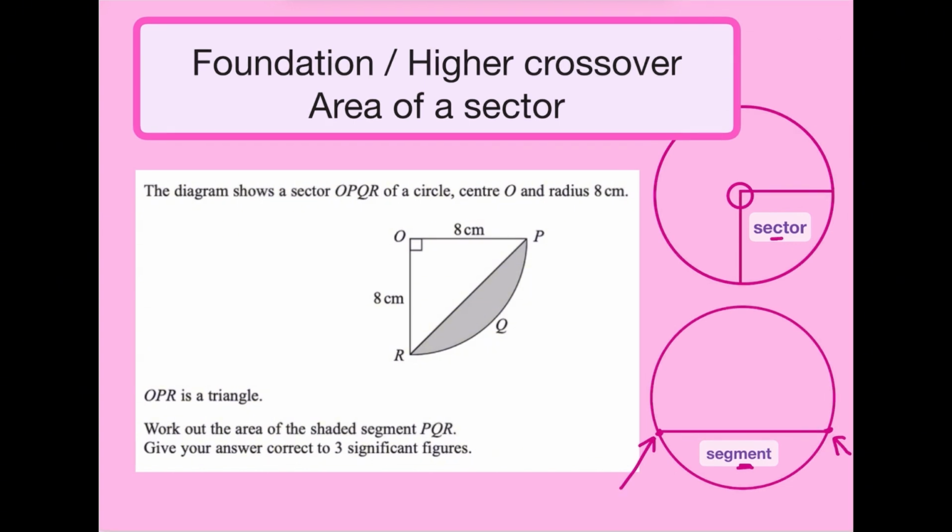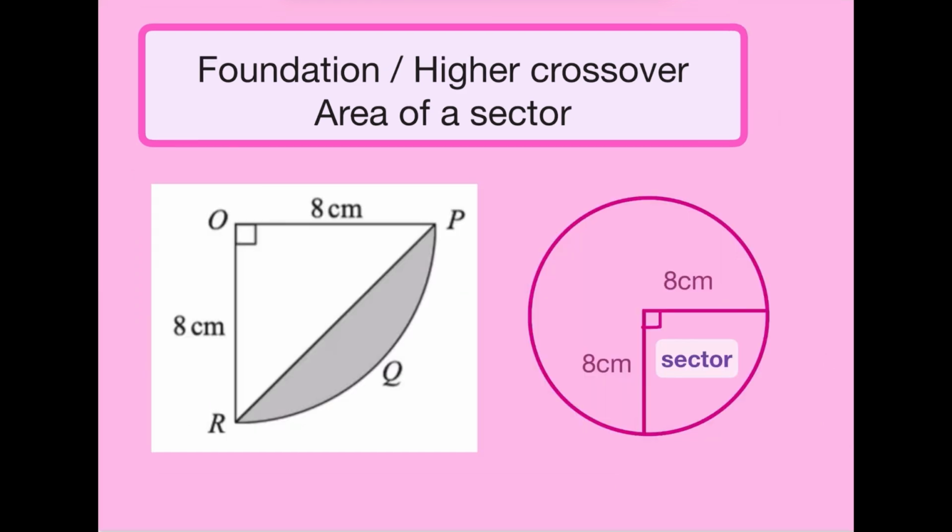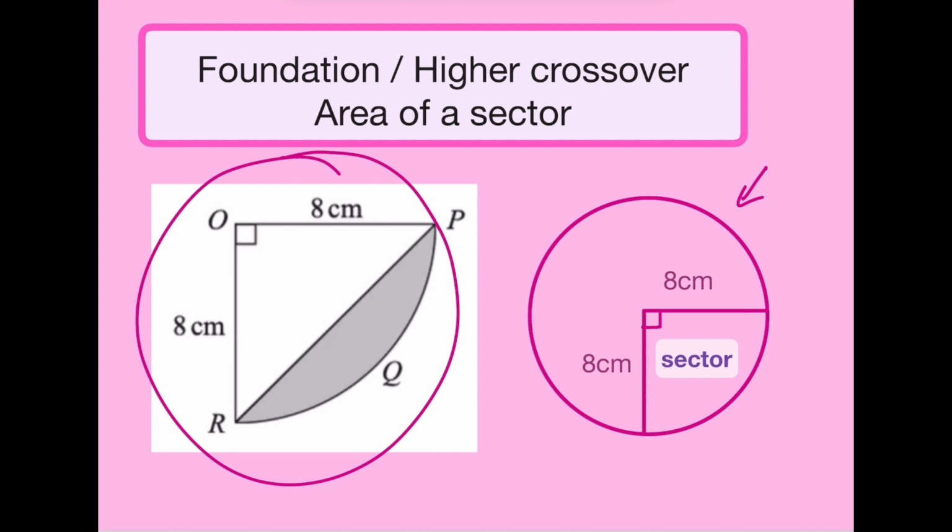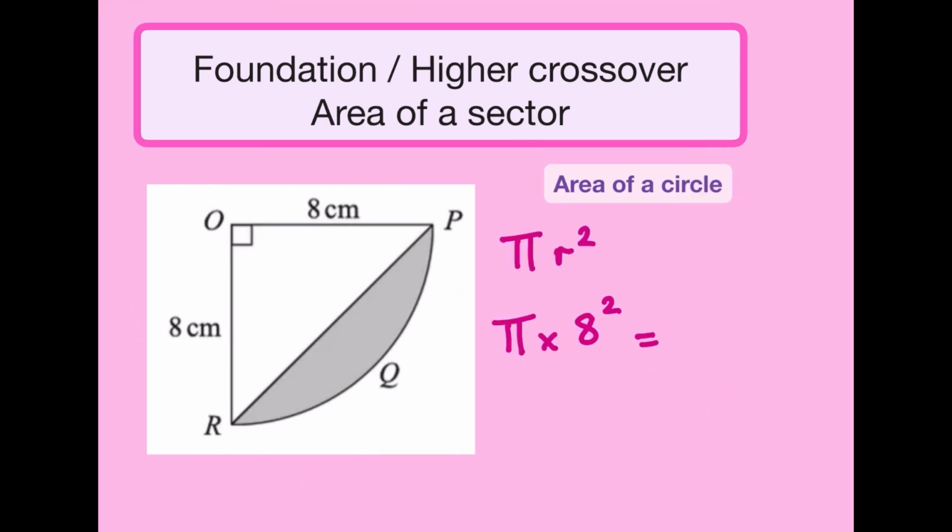To get into the question, we've got this sector of the circle. It's got a radius of 8. We've got a triangle inside it, and we have to work out the area of the shaded segment here, giving our answer to 3 significant figures. I'm going to start by working out the area of the whole circle, because this sector here has been cut from a whole circle. So to find the area of a circle, we do pi r squared.